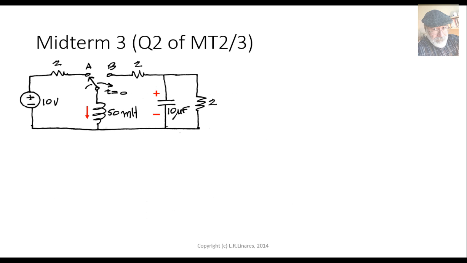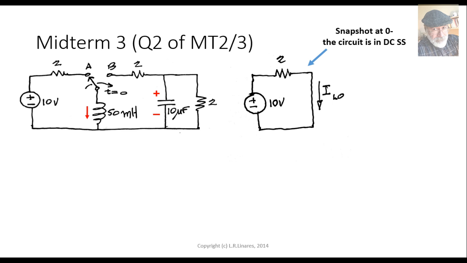First, the circuit, right? The snapshot at 0 minus, that is one. The right-hand side of the circuit is not even there. The circuit is in DC steady state, so the inductor behaves as a wire. And we compute the current in the inductor is going to be 10/25 amps. The voltage in the capacitor, it is not even connected. And because the problem does not give us the value of the charge in the capacitor, it's fairly safe to assume the capacitor is discharged. VC0 is 0 volts.